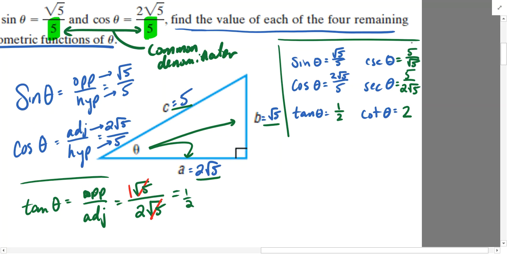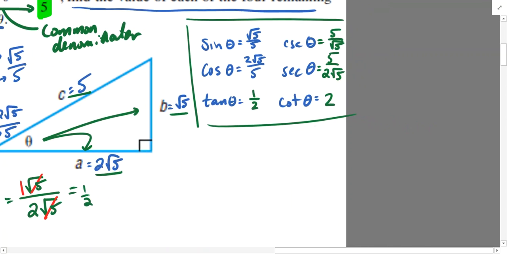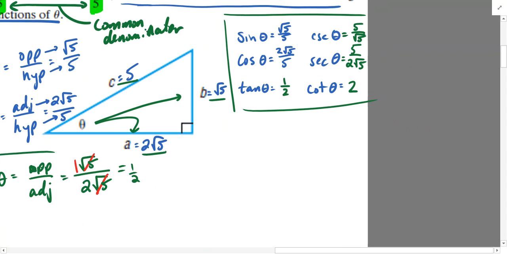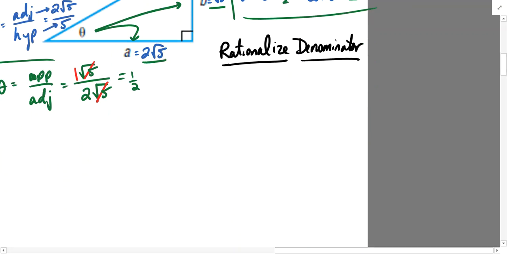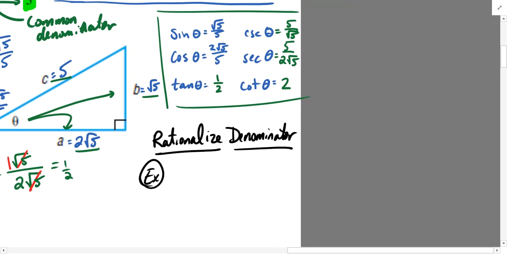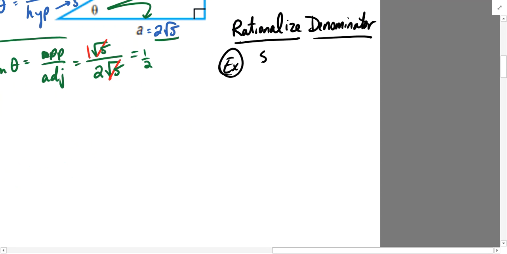Now, these results are perfectly fine for me, and I believe they'll be accepted by Math Excel as well. However, it's worth noting that sometimes it's appropriate to rationalize the denominator. In other words, we don't want an irrational number in the denominator of a fraction. And so if we needed to do that, I'll just choose the cosecant result as an example. If I had 5 divided by the square root of 5, that's not rationalized, but we can rationalize it by doing the following.